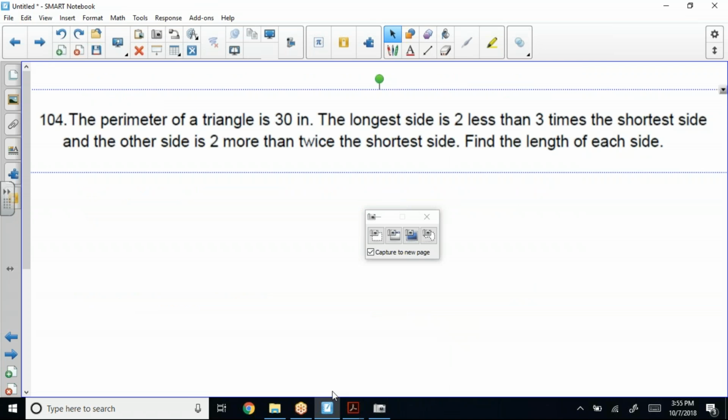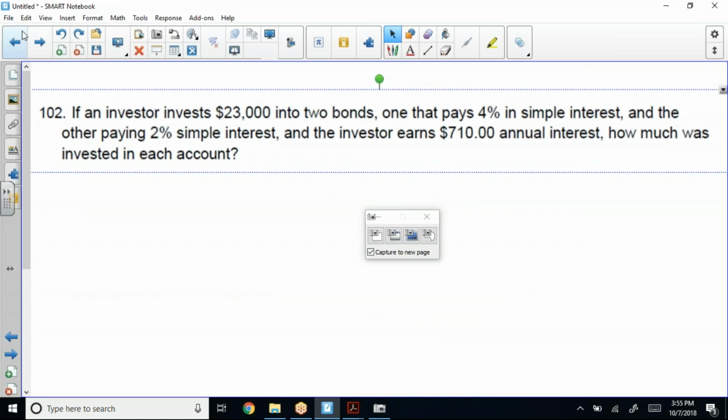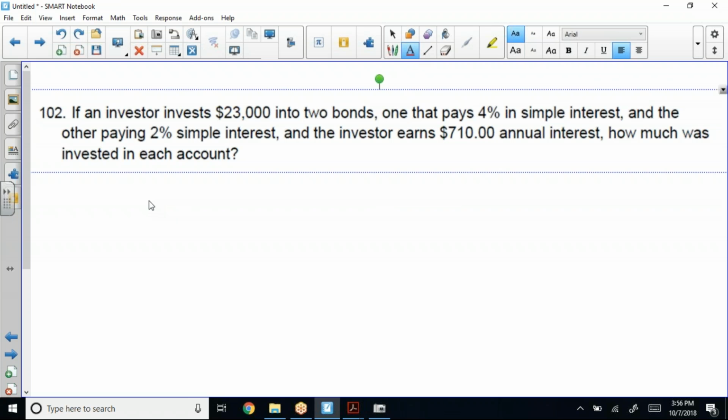So let's go look at 103 or 102. If an investor invests $23,000 into 2 bonds, one pays 4% simple interest. So that's simple interest is basically telling you this, guys.